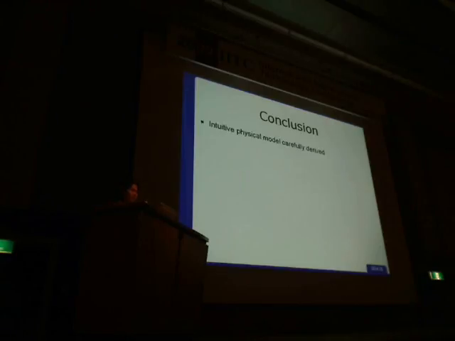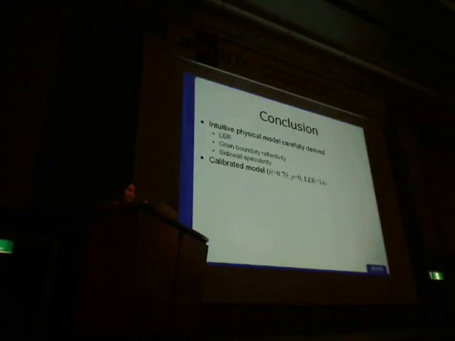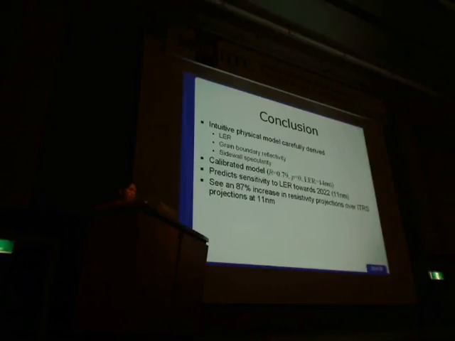So to conclude, we've developed a physical model that's been carefully derived. It is now a function of LER, grain boundary reflectivity, and sidewall specularity. We've calibrated this model, and we are able to predict sensitivity, especially towards the end of the roadmap, where LER becomes a significant portion of the effective line width. And using our parameters and 6 nanometers of LER, we're seeing an 87% increase in resistivity projections over the current ITRS projections, especially towards the end of the roadmap.